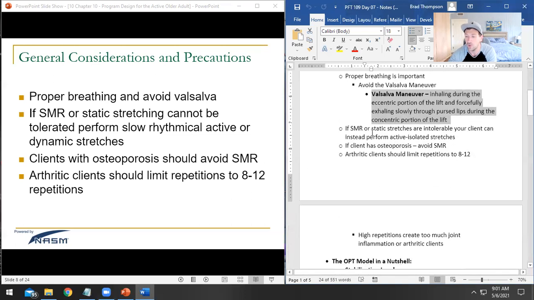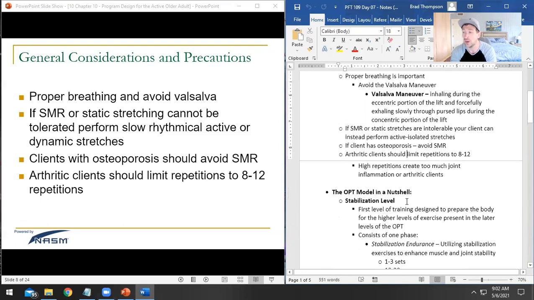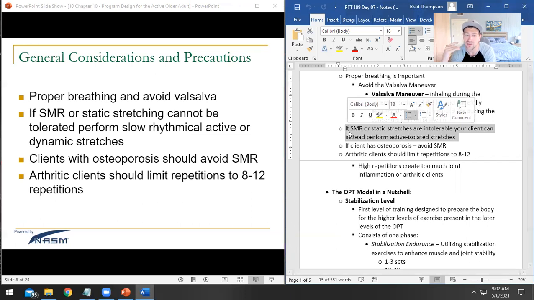In general, if foam rolling or static stretches are intolerable, if that long duration stretch tends to be very painful on either the joints or the muscles, your client can instead perform slow rhythmic stretches like active isolated stretches. So this is where we have sort of a rule break, right? Generally, if your client is in stabilization, you give them static stretches. But if they're in stabilization and those static stretches are really intolerable and very painful, you can take the pressure off by having them do active isolated stretches.